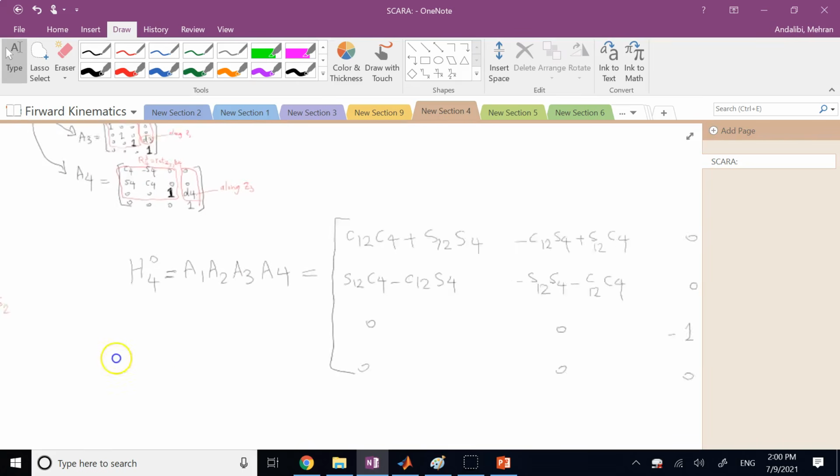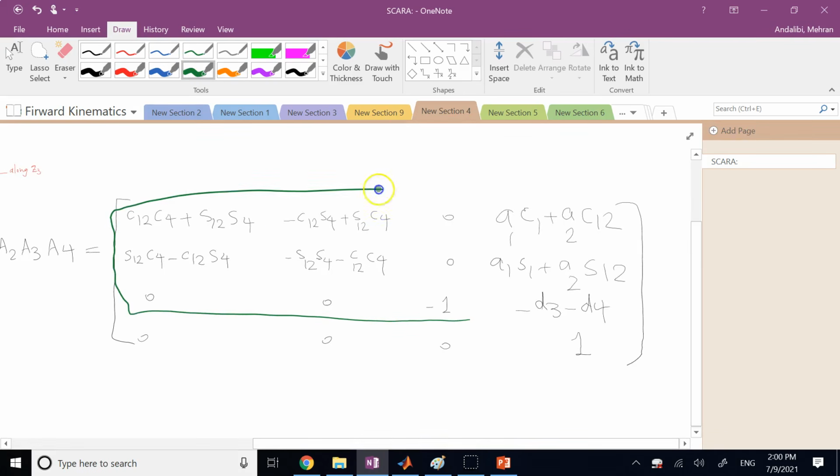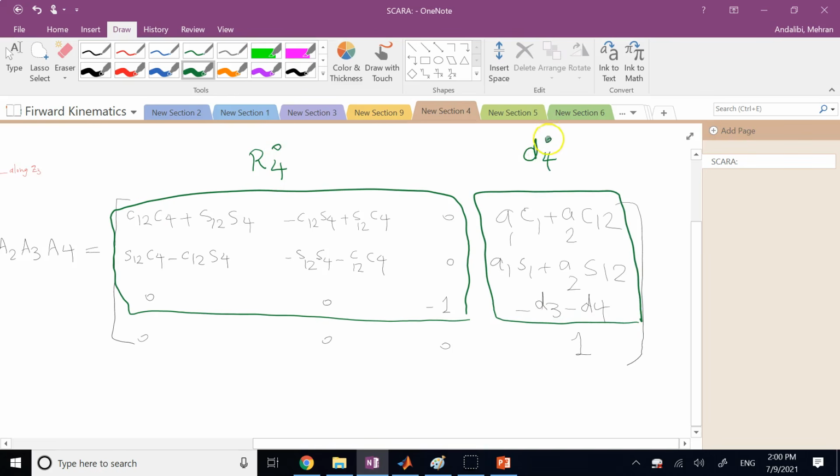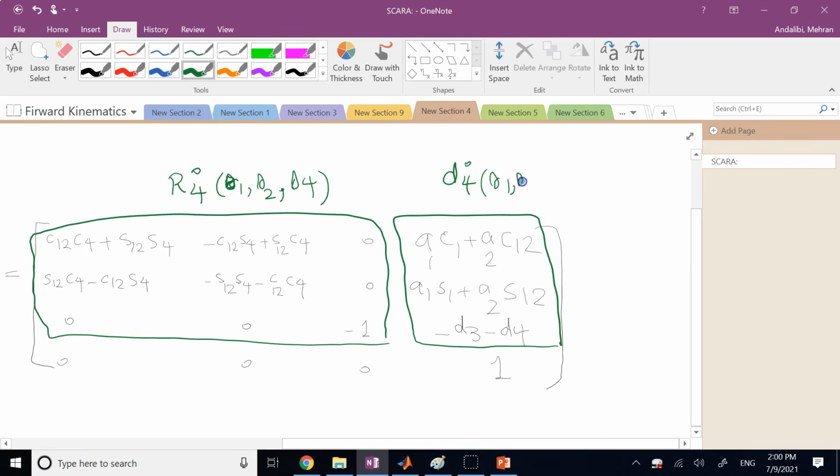Okay, so this is going to be your ultimate answer, which if you look at it, this is your rotation matrix. This is rotation matrix of the end effector with respect to base, and this is the displacement of the end effector, the position of the end effector with respect to base. Clearly, you see they are functions of theta 1, theta 2, and in this case, just theta 4. There is no D3 in it. And here, this is a function of theta 1, theta 2, and D3. There is no theta 4 in it.